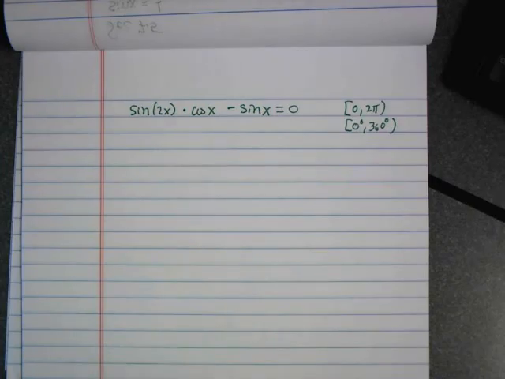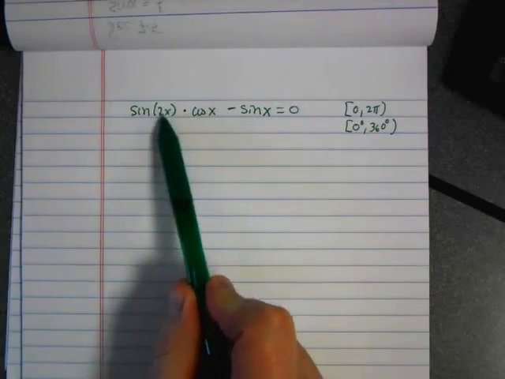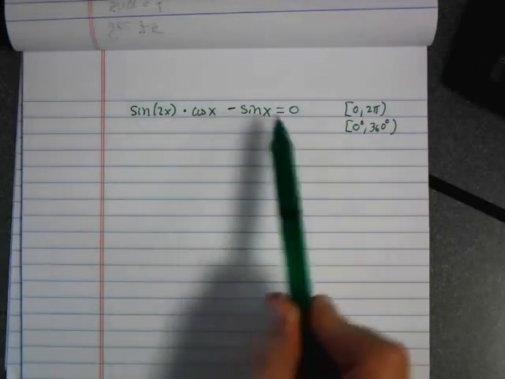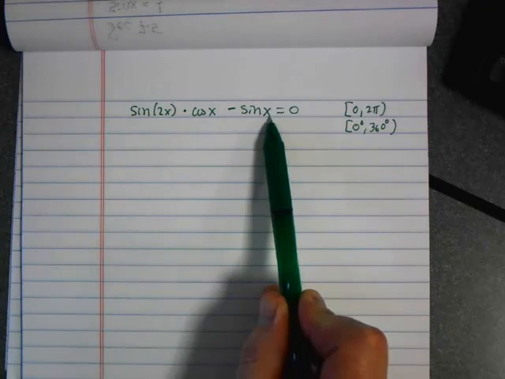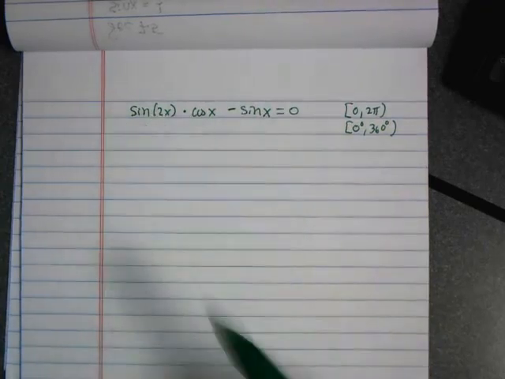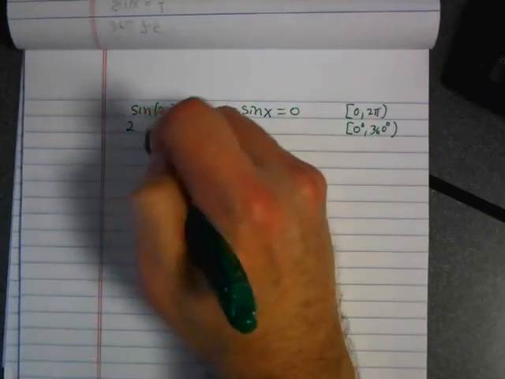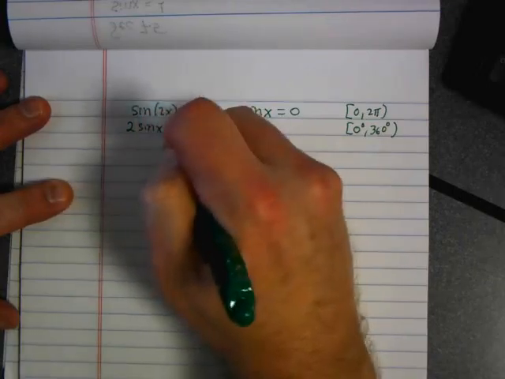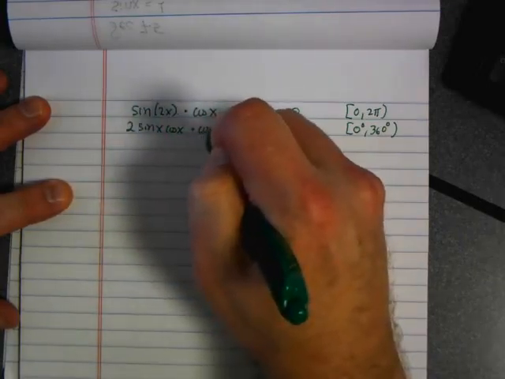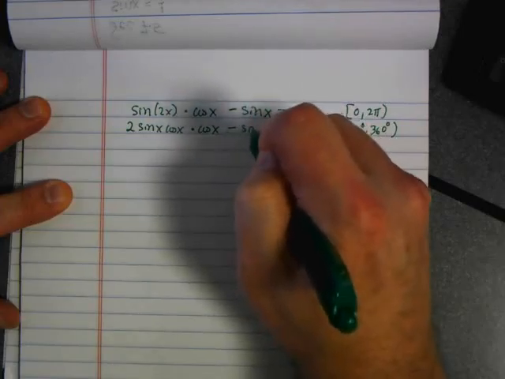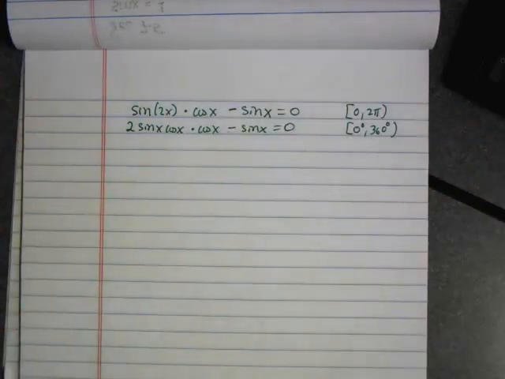Can you get rid of the sine 2x first? And how would you get rid of the sine 2x first? Using the double angle identity? I think that's a wonderful idea, because in general, you want all of your angles to be the same. I don't want to have a 2x here and an x there. That's a bad thing. We want all the x's to be the same. So I think you're exactly right. I want to use my double angle identity there, and I'm going to write that as 2 sine x cosine x times cosine x minus sine x equals 0. I think that's a great first step.